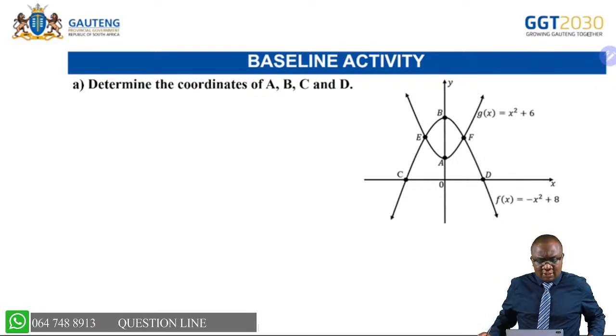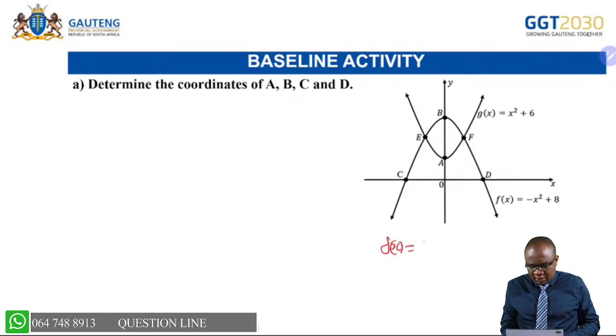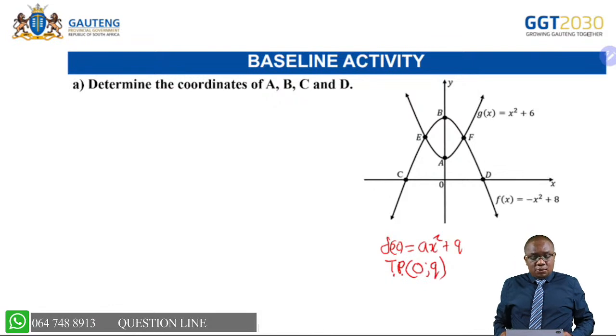Remember when we started functions, we said for the function f of x is equal to ax squared plus q, the coordinates of the turning point, let me write TP for turning point, were 0, q. Do you remember that? So what is q for A here, for g of x? It is 6. So the coordinates of A are 0, 6. You see that? Because q is 6.